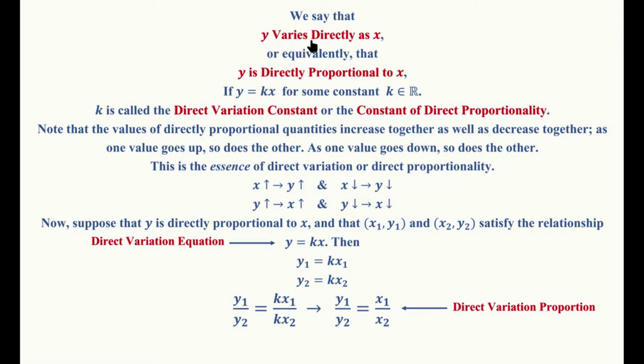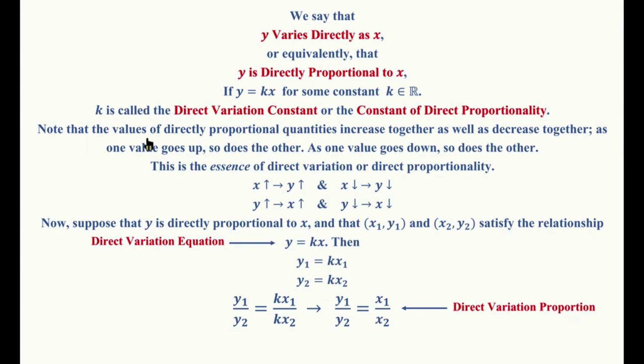To say y varies directly as x or to say y is directly proportional to x are basically saying the same thing. K we call the direct variation constant, or also the constant of direct proportionality. Sometimes we leave the direct out and just call it the constant of proportionality. Same here, we can just say variation constant. We usually leave the direct out, but to be really complete, you can include it because there are different kinds of variation, as we're going to learn.